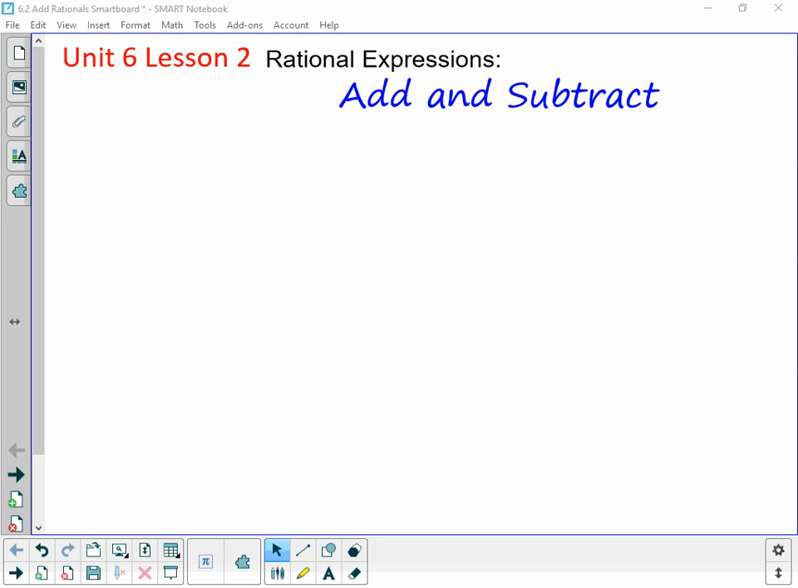Alright, this is Unit 6, Lesson 2. Today we're going to be working with rational expressions some more, but this time we are going to be adding and subtracting them.